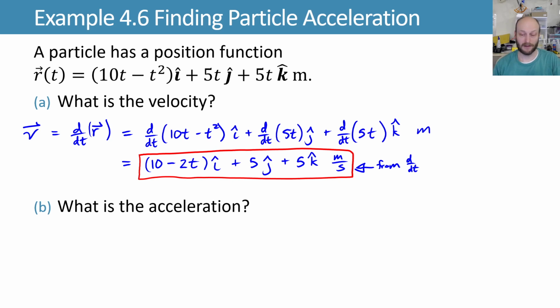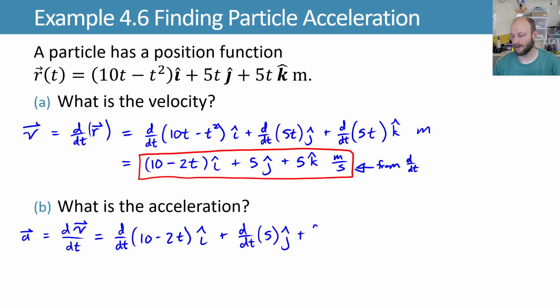Well, we can do the same thing. We take the derivative with respect to time and split this up into the i hat component, the j hat component, and the k hat component. One thing to note here is that when you have a constant value like 5, the derivative of that is going to be 0. So we'll have no acceleration in the j hat or the k hat. And we will have some in the i hat because there is still some time dependence there. So we end up with negative 2 in the i hat, plus 0 in the j hat, plus 0 in the k hat, with units of meters per second squared.